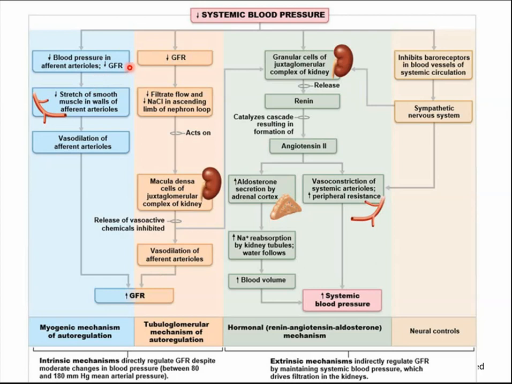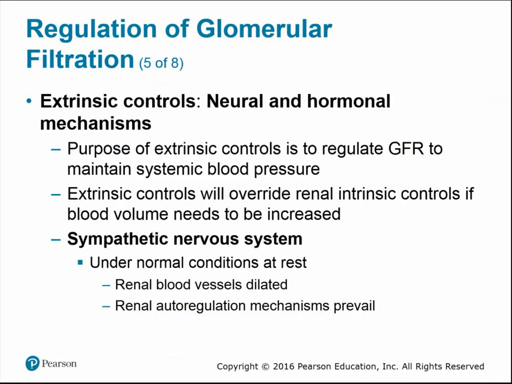So in this example, we have a decrease in filtration rate, which is going to lead to a decrease in our sodium chloride concentration. So macula densa cells of the kidneys are going to detect this, so they're going to monitor our sodium content and cause the vasodilation. So we're going to increase the blood flow to those capillaries to increase our glomerular filtration rate.